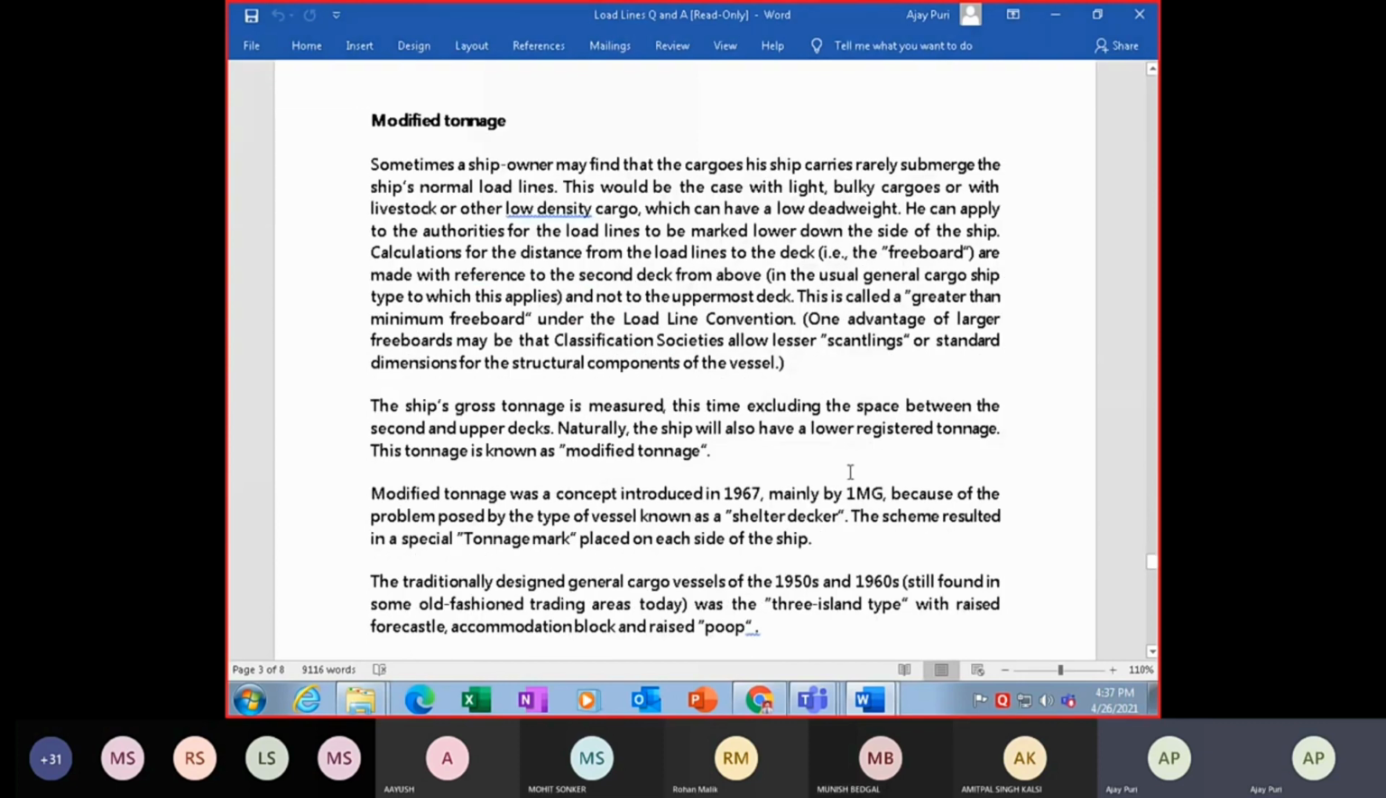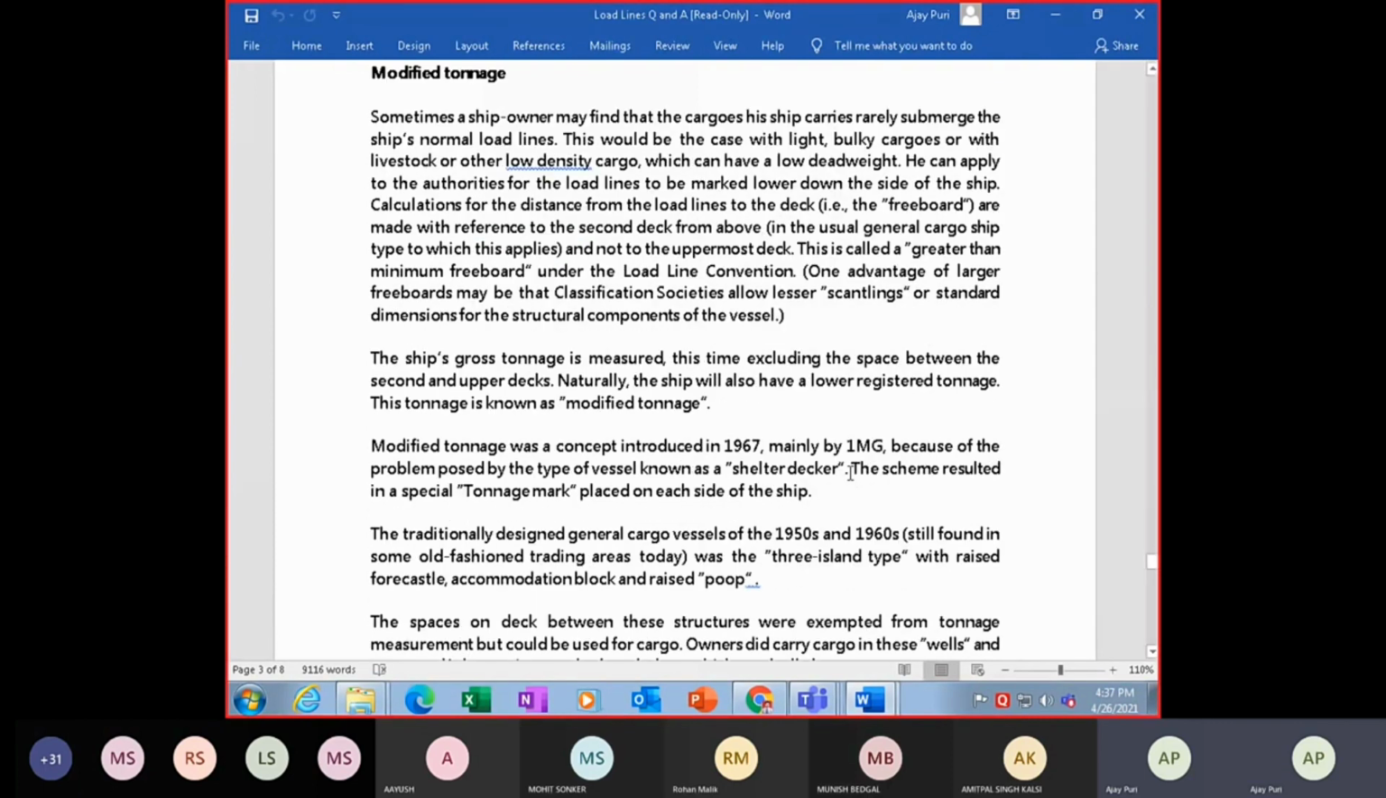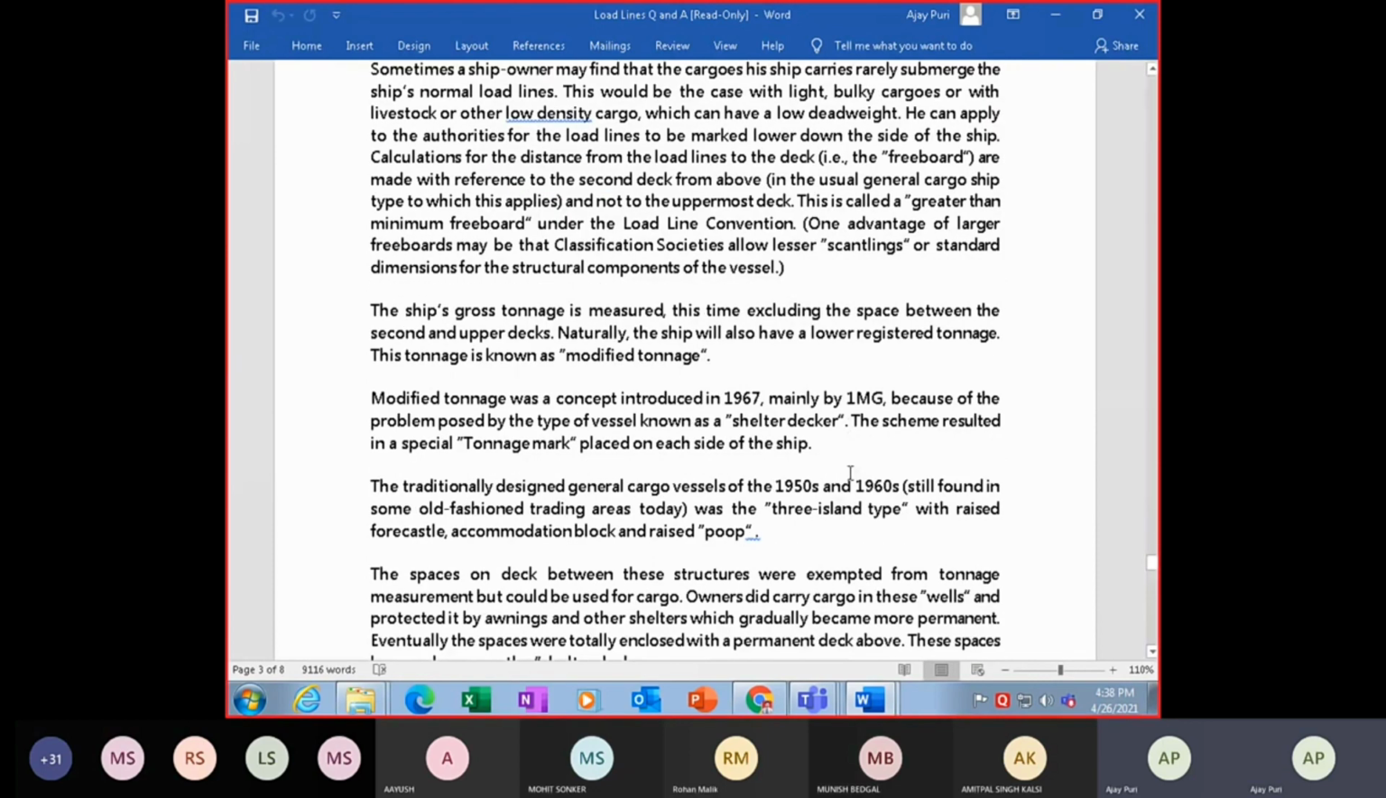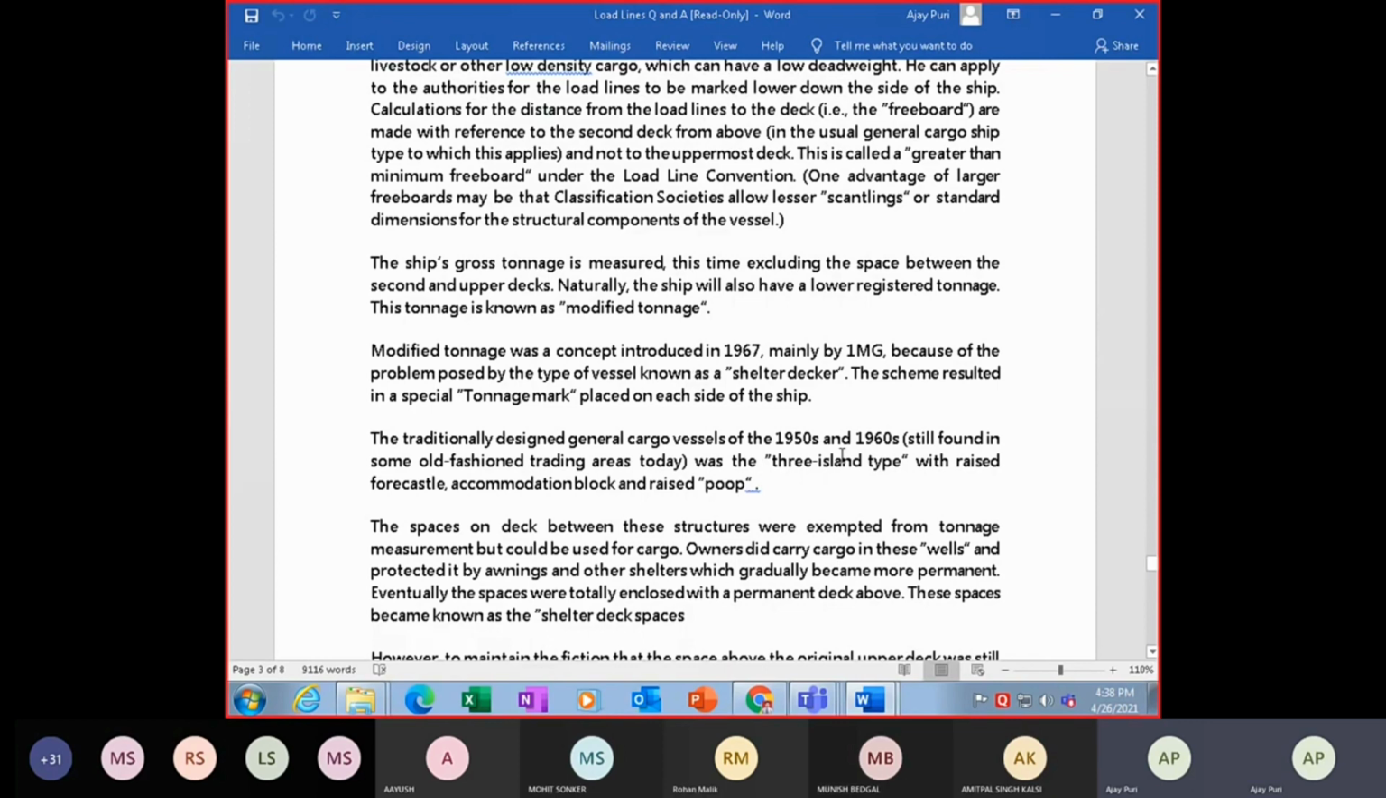So the ship's tonnage is measured with this time, excluding the space between your second and upper deck. So naturally you will have a lower registered tonnage, which is modified tonnage, because आपको ड्यू कम देने हैं, तो आपने एक modified tonnage लगा दिया, जिसके कारण आप ड्यूज कम देंगे. So this was introduced in 1967 because the problem of shelter deck came up. So that resulted in a tonnage mark placed on the side of the ship. So traditionally, general cargo vessels of 1950 and 60, they had 3 island type, that is midship accommodation hota tha, raised forecastle hota tha, accommodation on poop deck also.